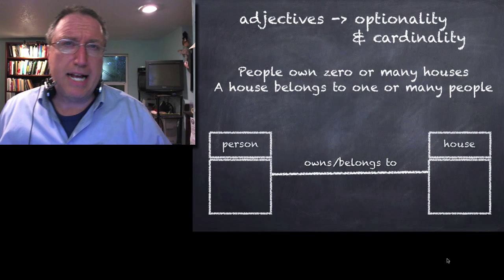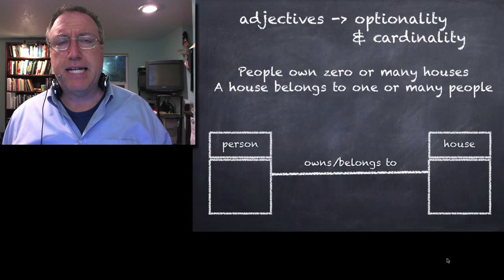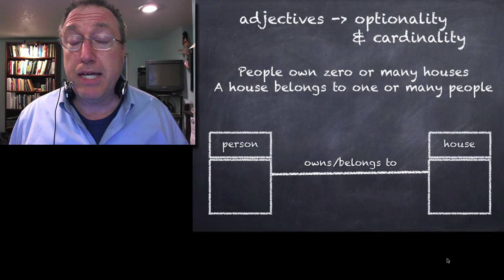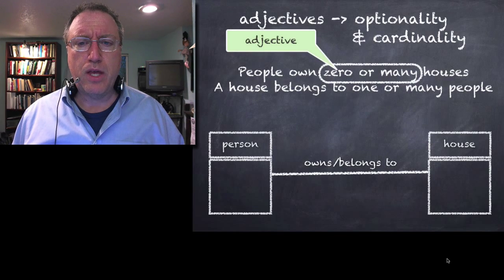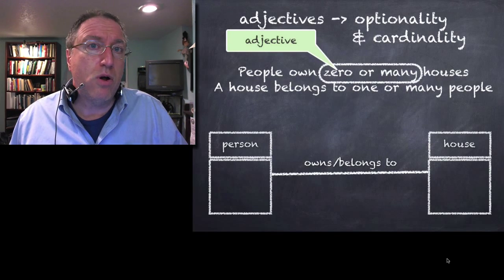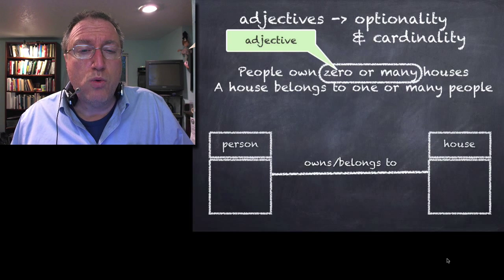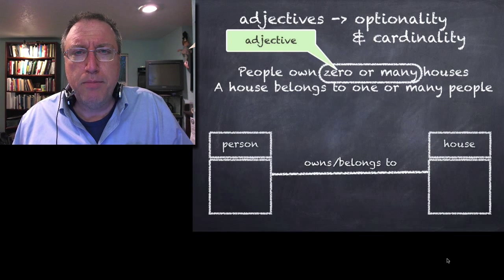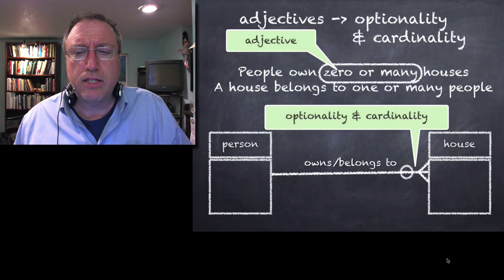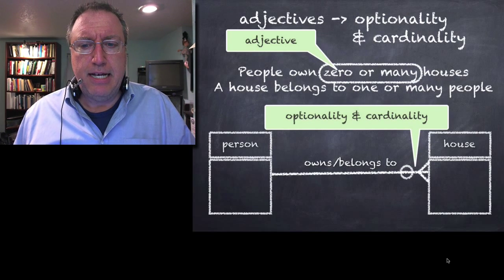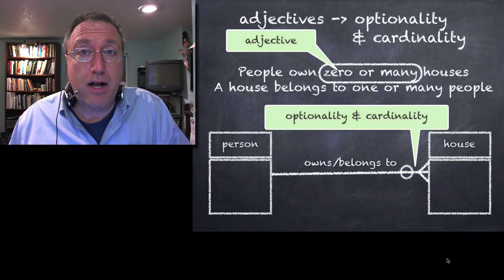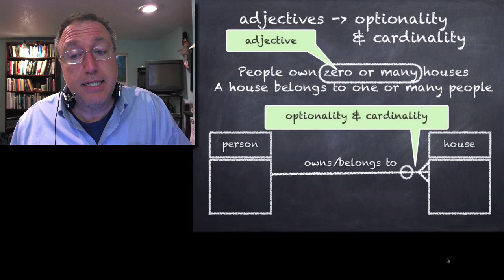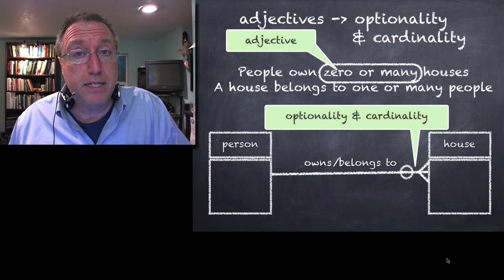Now we're going to look for adjectives because we need this thing called optionality and cardinalities. Just stay with me here. We'll figure out why in a minute. So let's find the adjectives in this business rule. Well, there's an adjective phrase, zero or many. So we're going to translate that zero or many adjective phrase into a strange looking line ending that looks like this. And we're going to depict the optionality and cardinality of the relationship, at least this end of the relationship, using those symbols. We'll talk about what those symbols mean in just a minute.